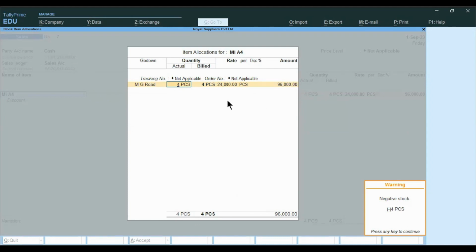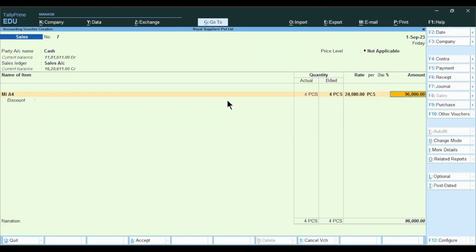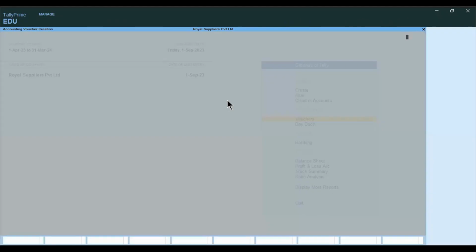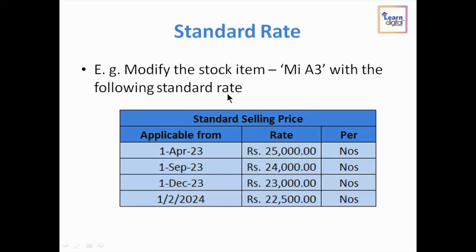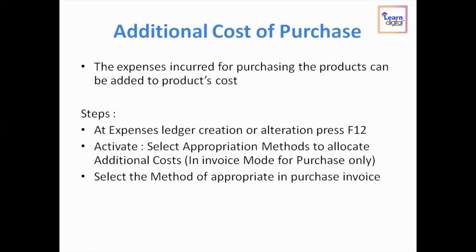As we are in the video lecture, we cannot close this Tally, or again we need to share the files and everything. So that's why I have continued with another stock item. So press Control A, create this invoice. Control A. So this is how we can enter the stock items with the standard rate.